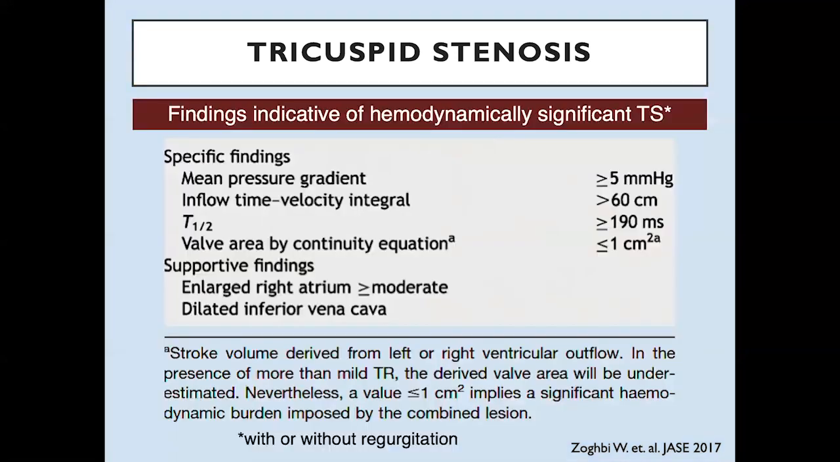This is a table from the valvular stenosis guidelines, which shows you the findings that are indicative of hemodynamically significant tricuspid stenosis: a mean pressure gradient greater than or equal to 5 millimeters of mercury, a VTI integral of greater than 60 centimeters, and a pressure half-time greater than or equal to 190 milliseconds. You can also, like you do with the mitral valve, calculate the valve area by continuity equation, but it's not that commonly done. Then, of course, supportive findings include a dilated right atrium, at least more than moderate, and a dilated IVC.